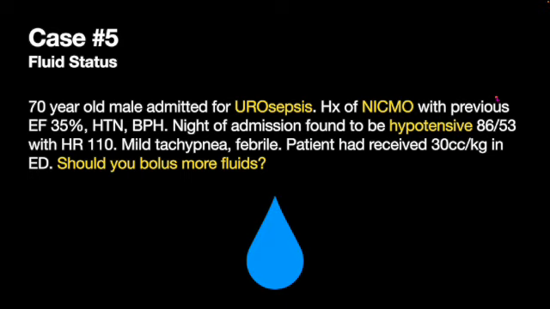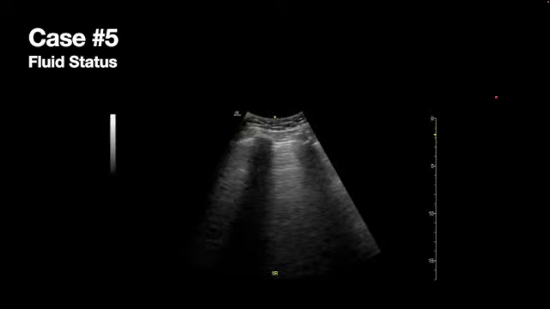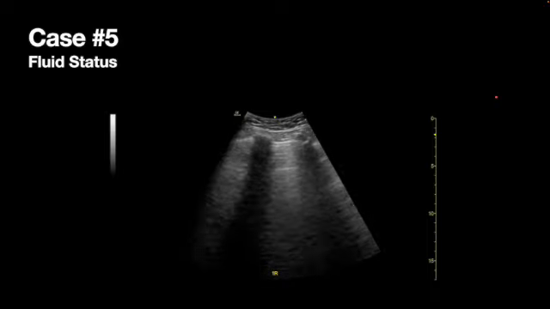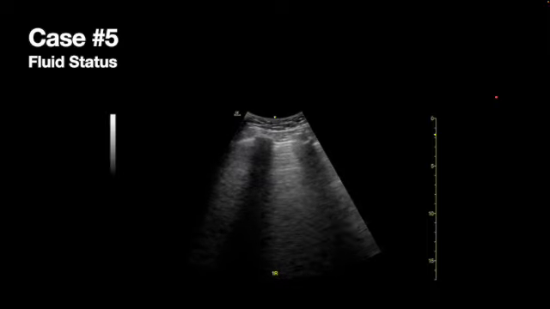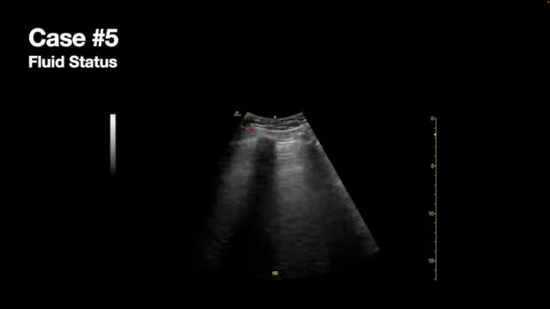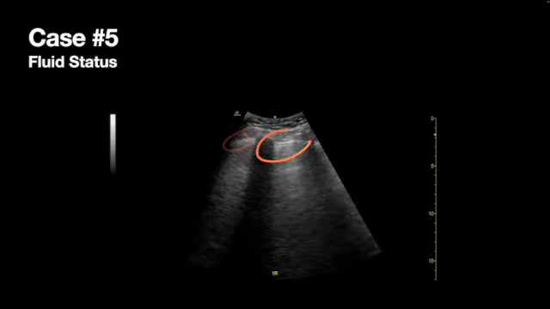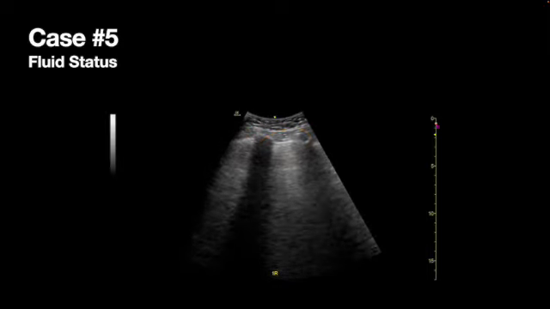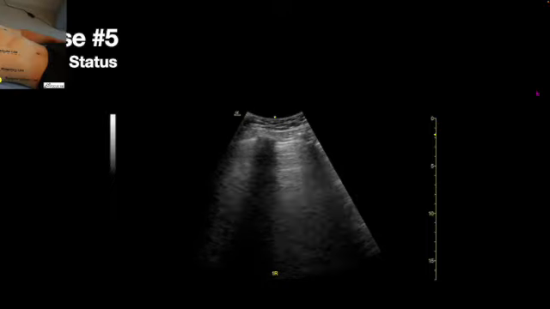the nurse is asking you, do you want more fluids for this individual? You grab your point of care ultrasound and you go to work. You take a look at his lungs. This guy has a cardiomyopathy. Is he in acute heart failure? Is there fluid in his lungs? He has great pleural sliding and he has nice dry lungs throughout. Let's just say you see these nice A lines throughout all lung fields.